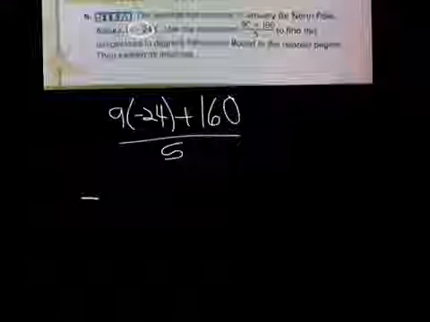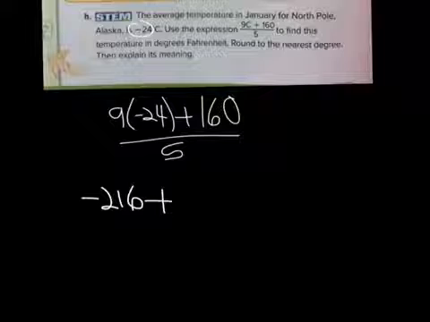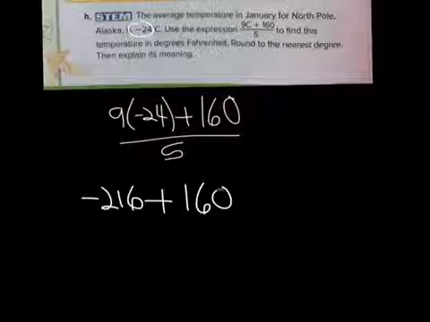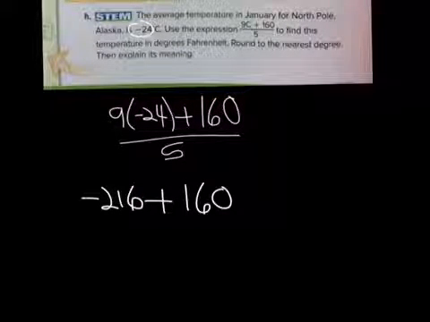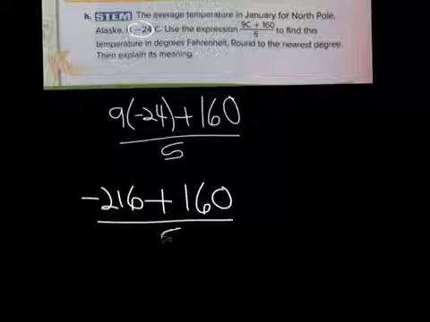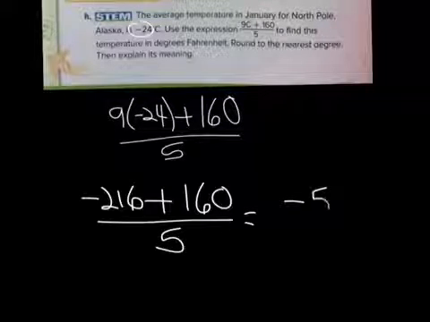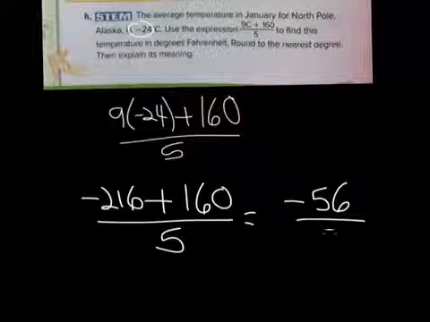Okay? 9 times -24 is -216. Don't forget that. It's -216. And now we're going to add -216 plus 160. Okay? And look at this. I have a negative number and I'm adding to it. So I'm taking away some of this negative number. I'm adding 160 to it. So when I add 160, this is all over 5, right? I get, it's still a negative number, -56 over 5.